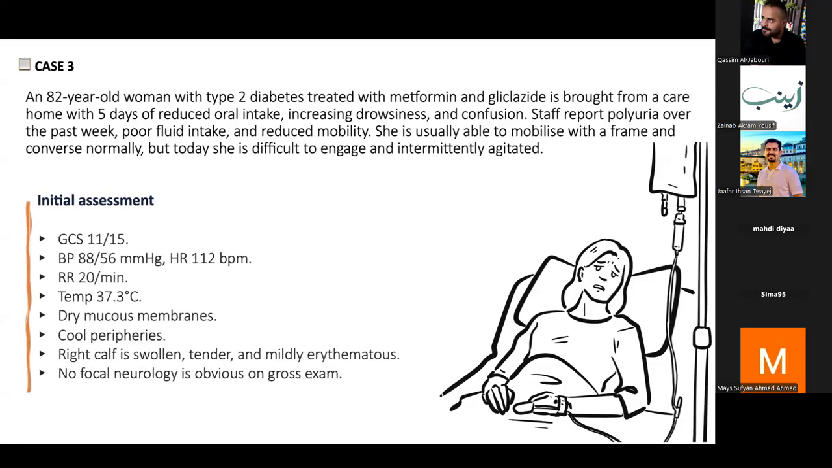On her initial assessment, there's a reduced GCS. She is hemodynamically unstable. She is slightly at the upper limit of normal heart and respiratory rate, with a very mild, just starting fever, borderline feverish. She is dry. She has cold peripheries. Her right calf is swollen, tender, and mildly erythematous. There is no focal neurology that is obvious on a gross examination.